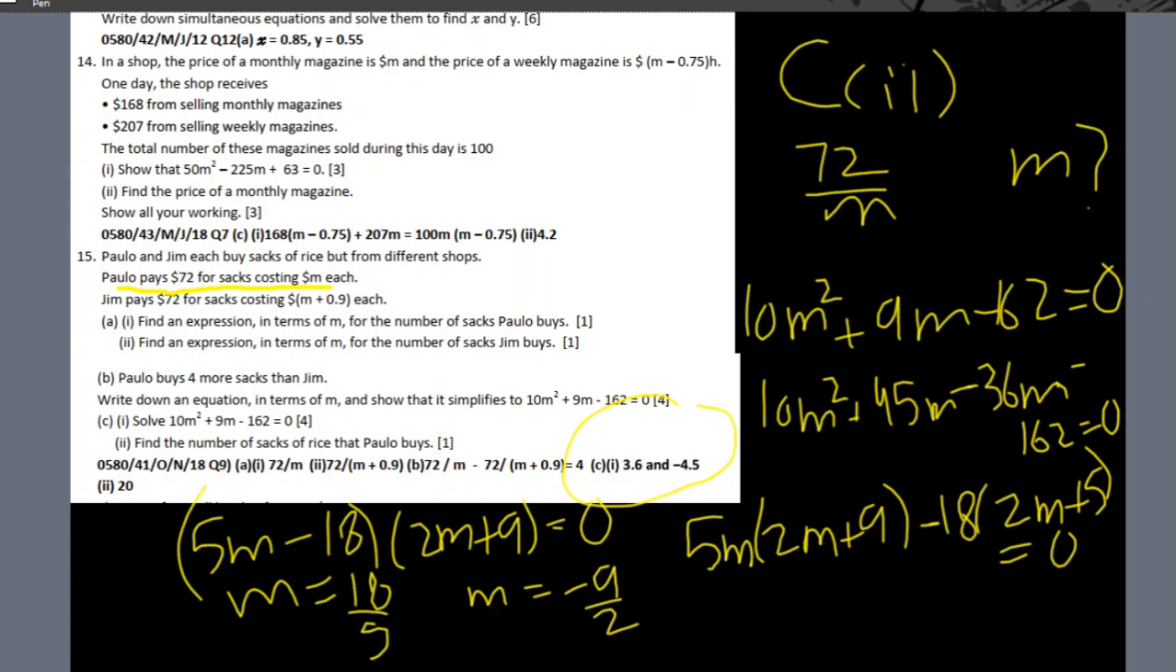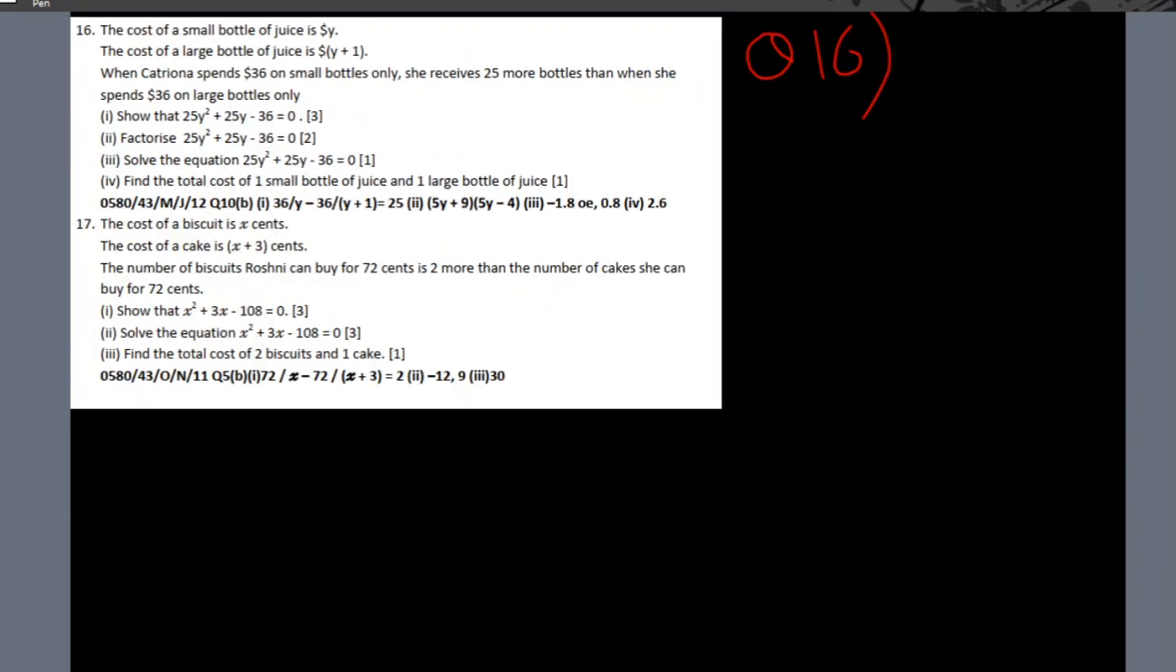Part 2, find the number of sacks of rice that Polo buys. So again we need this expression. The number of sacks Polo buys came out to be 72 over M. So we'll use the positive value of M, which is 3.6. So 72 over 3.6 should give us the answer. 72 over 3.6 gives us 20, and 20 is the final answer for this question.